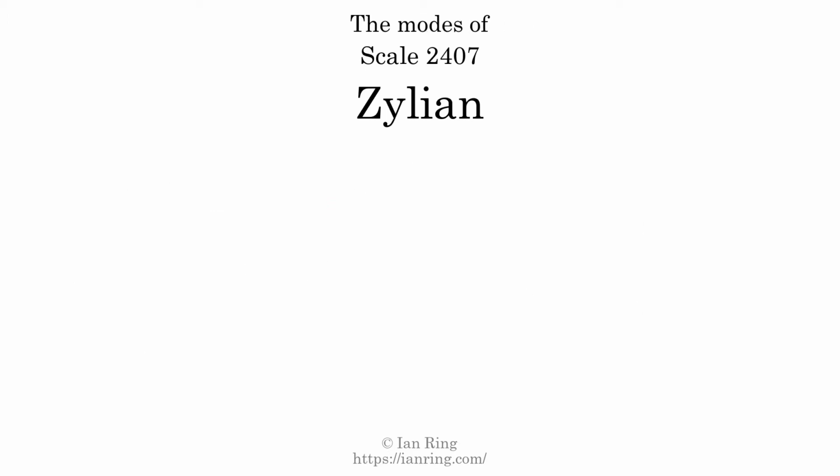This scale has 7 modes. The first mode is itself. The second mode is scale 3251, also known as Mila Hattakambari. It sounds like this.